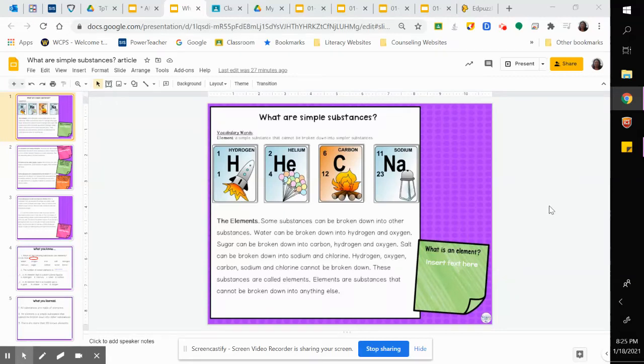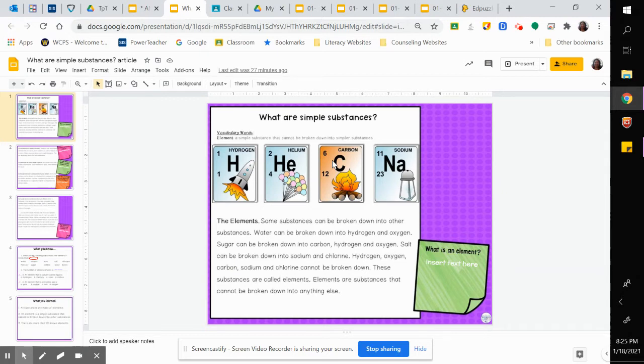What are simple substances? There's a vocabulary word at the top of our screen, right? It says element, a simple substance that cannot be broken down into simpler substances. So here's what they're saying. Hydrogen, helium, carbon, and sodium. These are things that cannot be broken down into other parts. They are what they are.